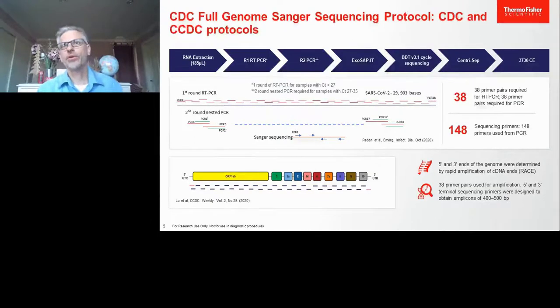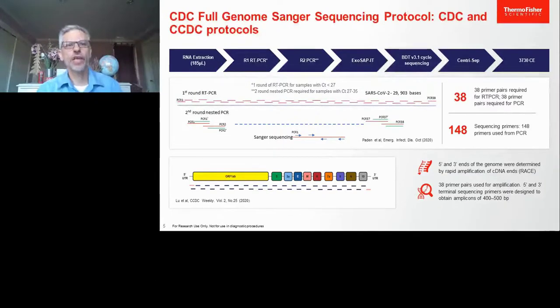So the second published protocol, shown in the bottom of the slide here, is a very similar approach. It tiles amplicons across the genome. In this case, also 38 primer pairs are used, producing amplicons in the range of 600 to 1,400 base pairs in length. The difference here is that a rapid amplification of cDNA ends, or RACE, approach is used to sequence the 3' and the 5' end of the virus.